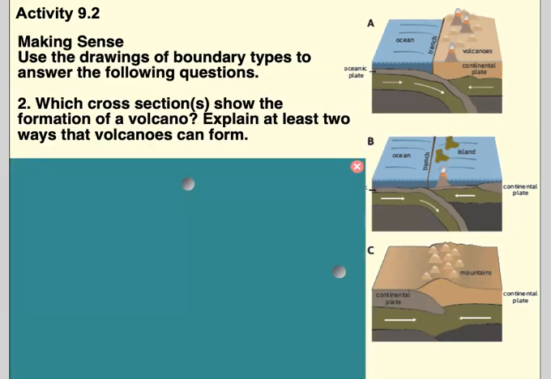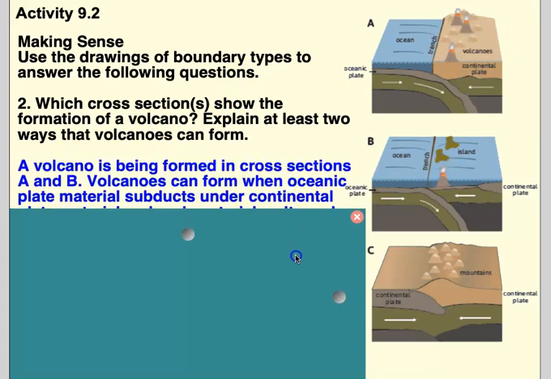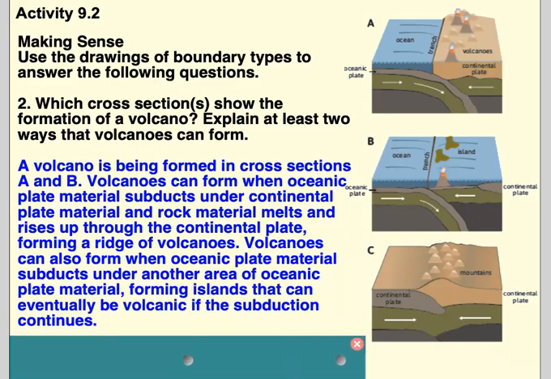Now the next question asks, which cross sections show the formation of a volcano? Explain at least two ways that volcanoes can form. Well, if you look at it, you can see there's volcanoes here and there's volcanoes here. So if you just look at them, you know it's going to be A and B. Now, you don't have to type all this in. I'm going to read through it, but I'm going to re-explain it and give you the gist of it.